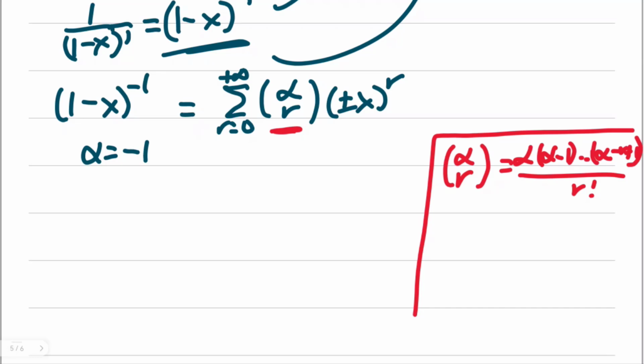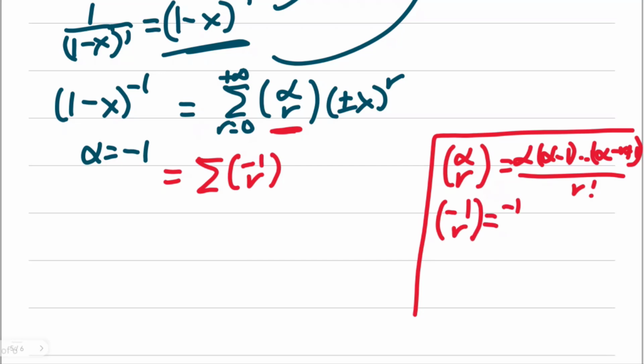Since our alpha is negative 1, as we substitute, negative 1 taken r is negative 1 times negative 1 minus 1 times negative 1 minus 2, until you reach a portion where you will have negative 1 minus r plus 1. Let me rewrite that here.